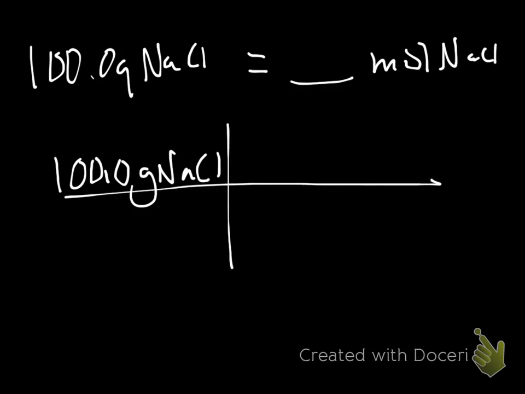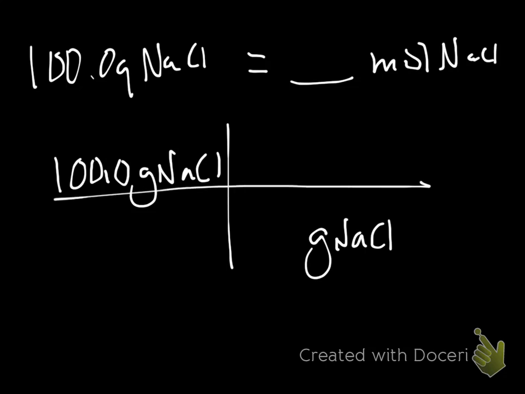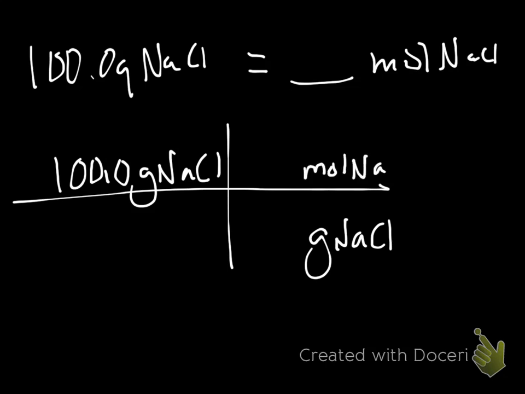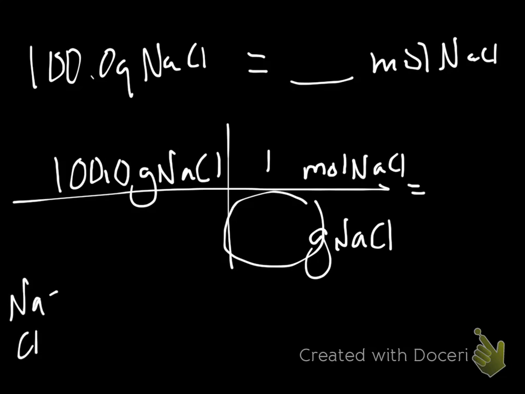We know that what units in chemical have to go down below to cancel? Grams of NaCl. We want to end up in moles of NaCl, so what units in chemical go on top? Moles of NaCl. Well, we need this number. That's the conversion factor we're missing. So we do our handy little math here.